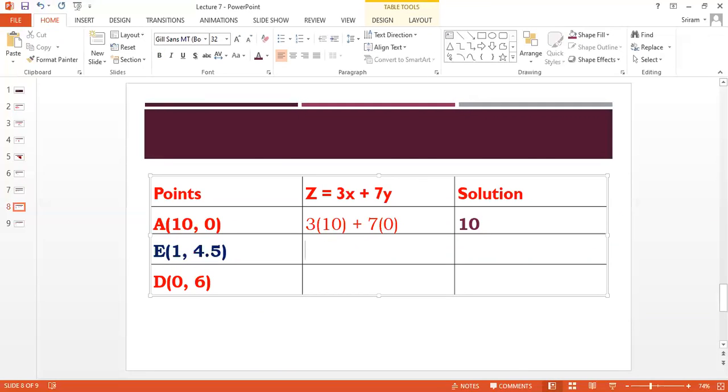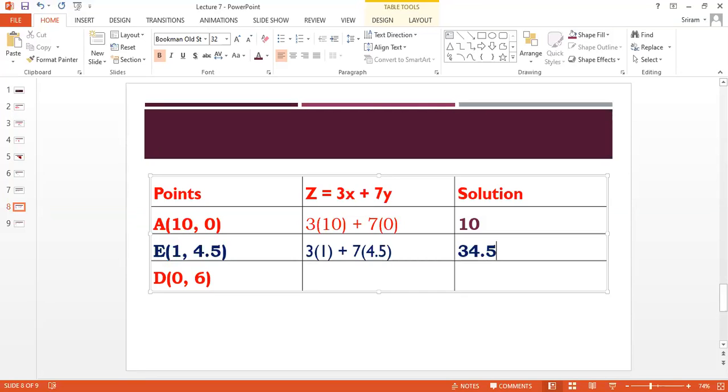In the same idea, I am going to take 3 multiply 1 plus 7 multiply 4.5. Using the calculator, I am going to simplify this. So 3 multiply 1 is 3, plus 7 multiply 4.5. 7 multiply 4.5 equals 31.5, plus 3. This is 34.5. I am using the calculator here.